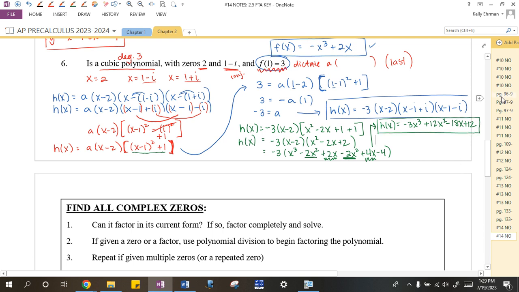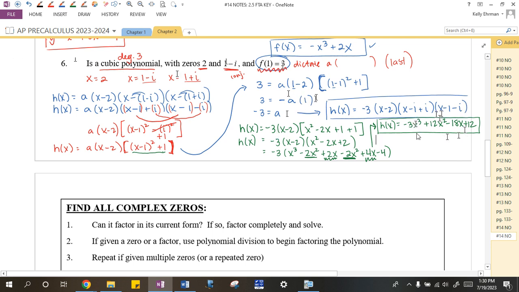Okay, so that is our h of x right there. That's the most complicated problem I could give you. You've got to remember about a conjugate, and you have a very specific point that has to be on the graph. So this means if we plug in 1, we should get 3. So negative 3 plus 12 is 9. 9 minus 18 is negative 9. Negative 9 plus 12 is 3, so that's a good sign. Anyway, that's as complicated as that could get.